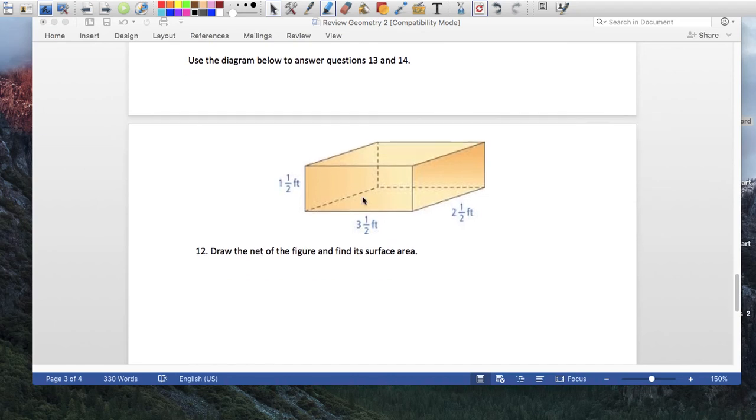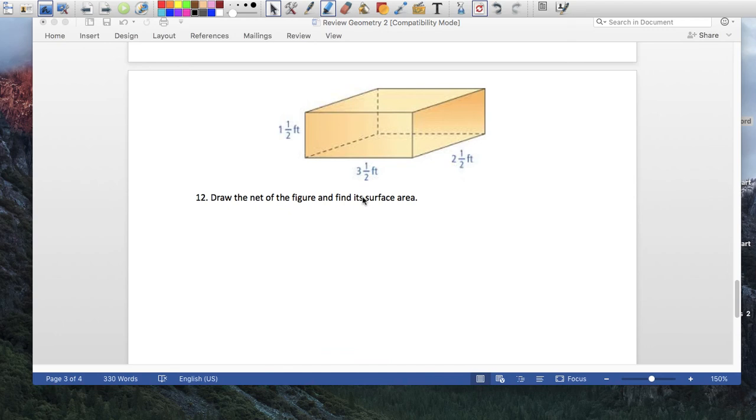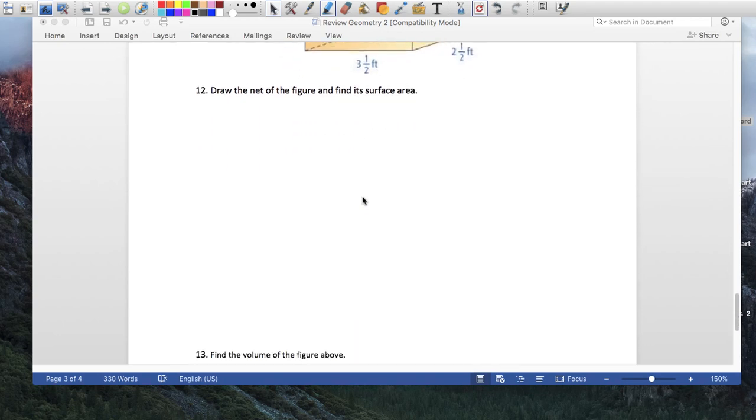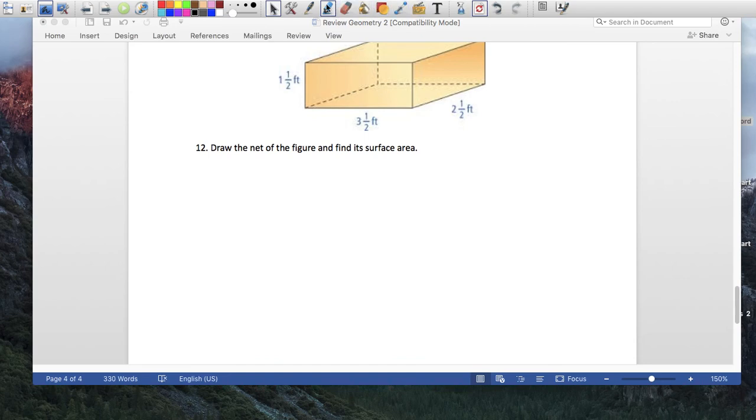Use the diagram below to answer question 13. We'll draw the net of this figure and find the surface area and find the volume. Let's do the easy one, which is the volume. So I'm going to start with 13, and then come back into surface area.